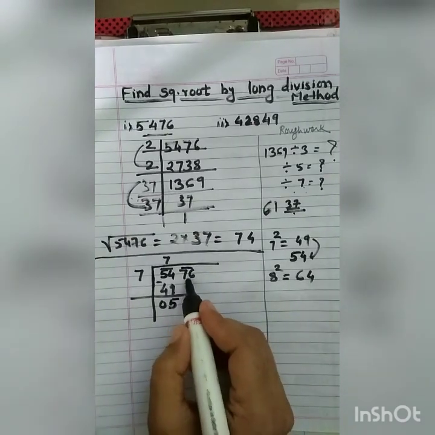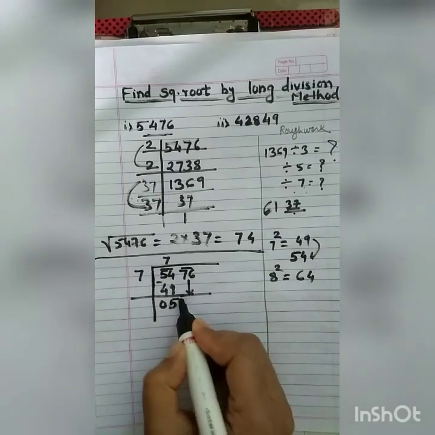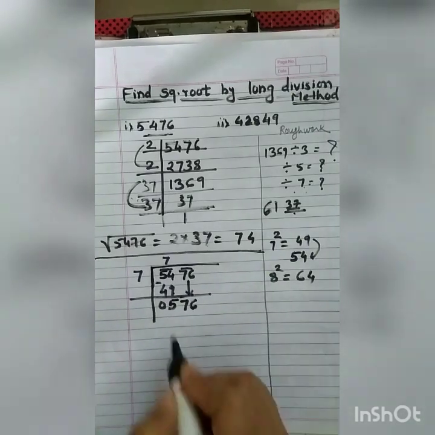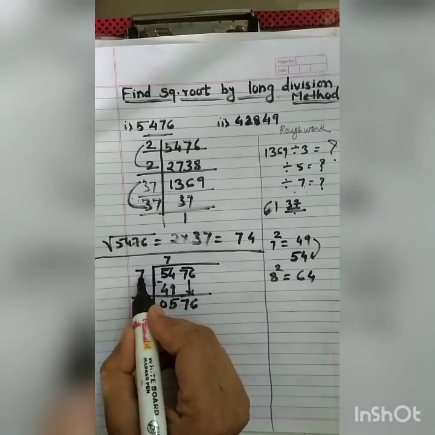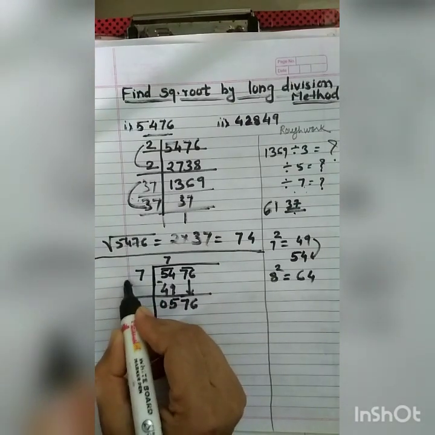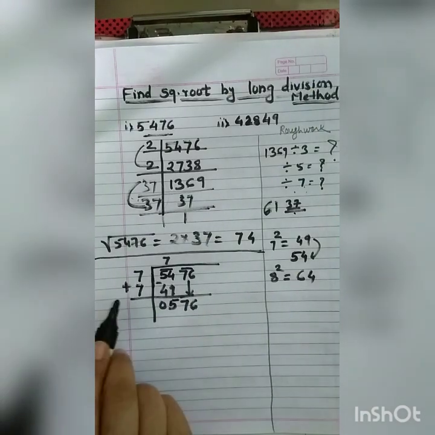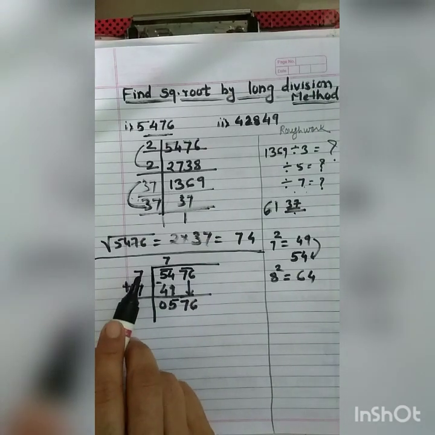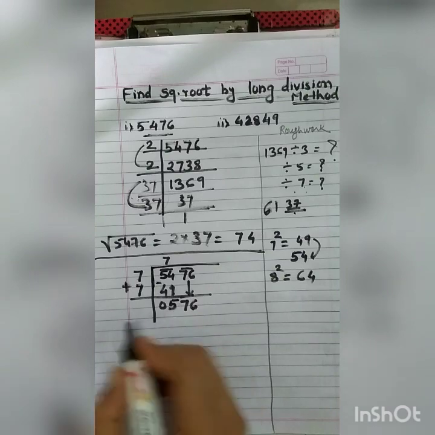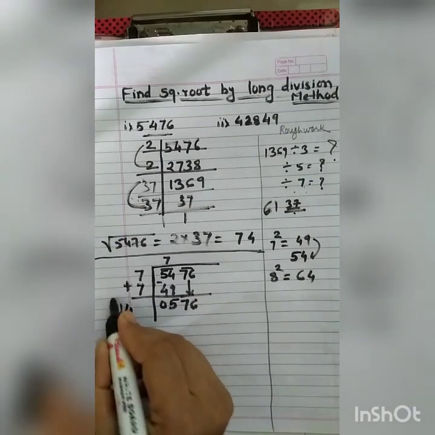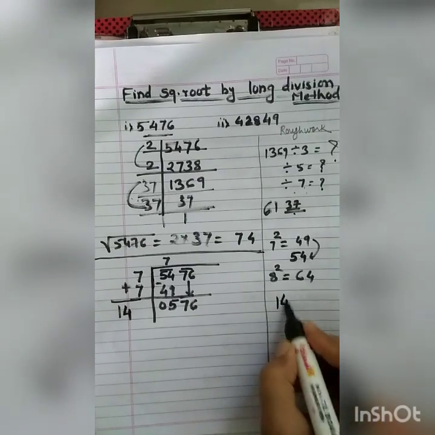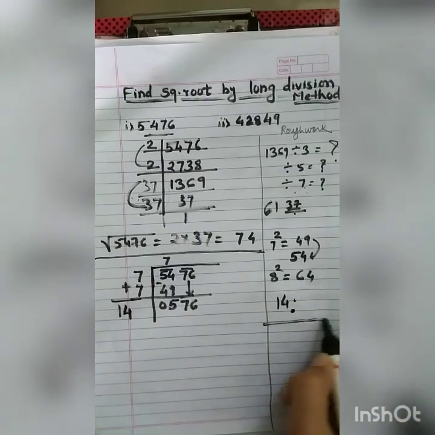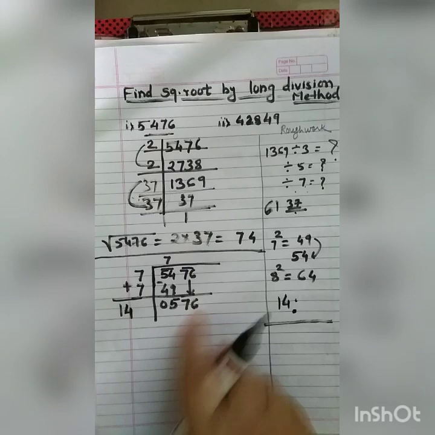Now we have to write down the next paired number, 76. Now it becomes 576. This 7 is at the unit place, and we have to add the ones digit all the time here. It is 7, ones digit only. So 7 plus 7 becomes 14. Now next to 14, we have to take such a number that the product becomes 576.